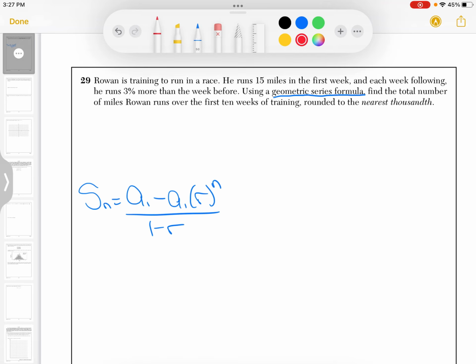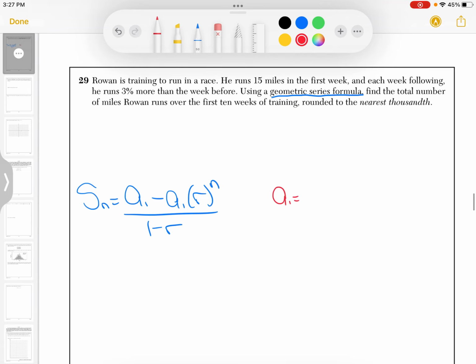And now I need to figure out all the stuff. So the stuff that I have to plug into this is my first term, I need the R, and I need N. So let's pull that information out of the problem. So he runs 15 miles in the first week. That's my first term. It's going to be 15. So if I'm writing this as a sequence, it's 15. And then the pattern continues. Each week following, he runs 3% more than the week before.